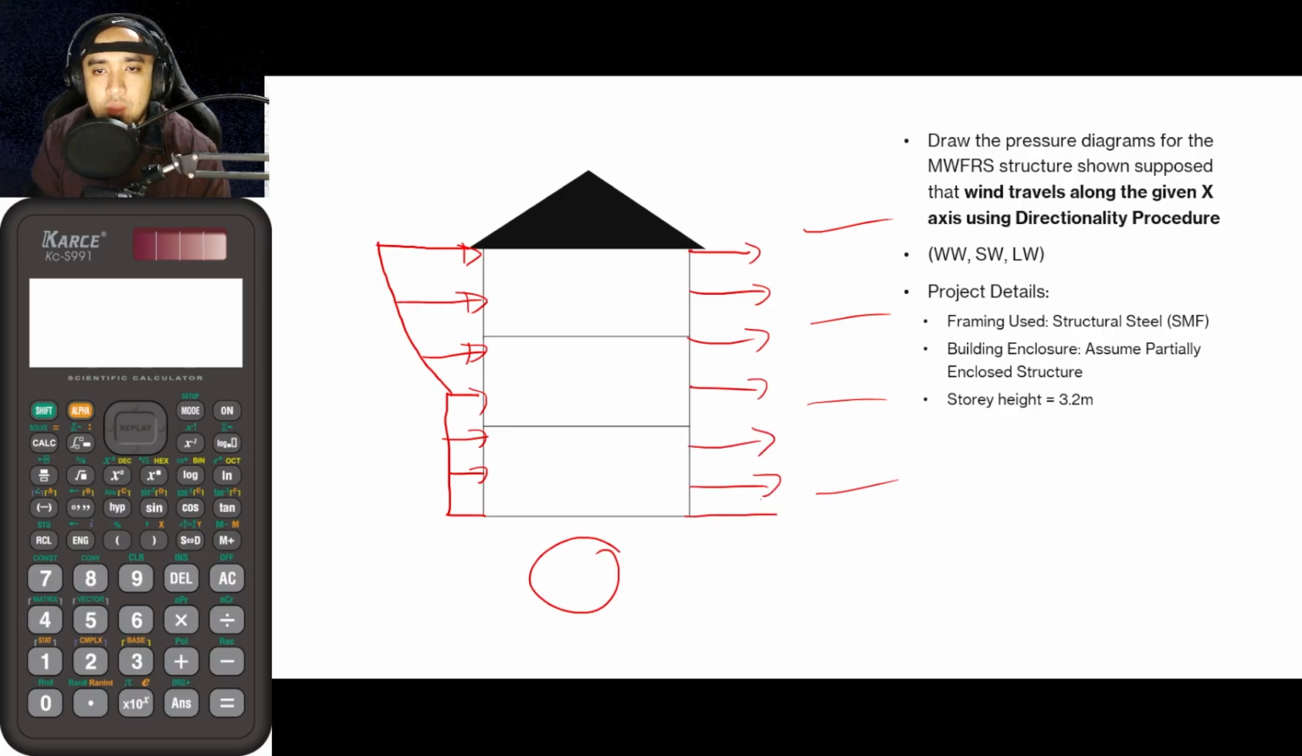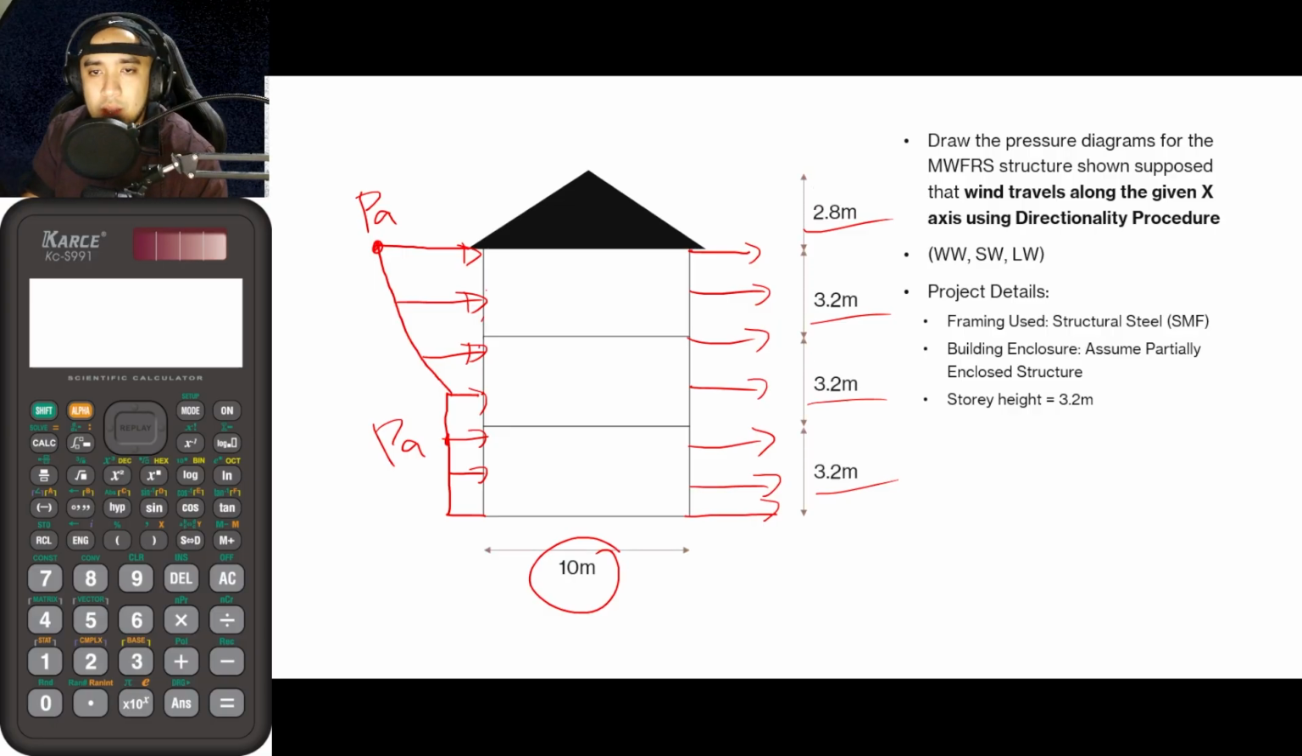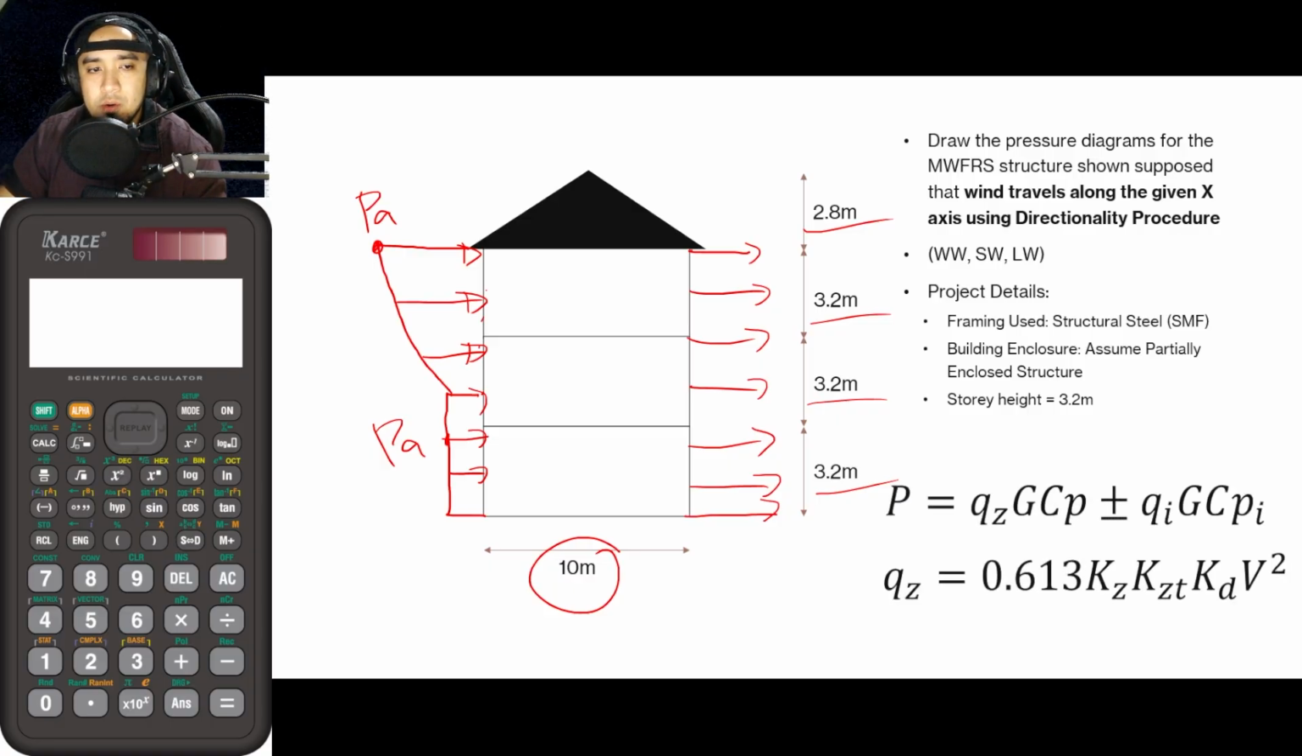So we would be drawing this, and in order for us to draw that, we should know the values that we will be inputting here. Okay, so we should know how many pascals at this point B, how many pascals at this point B. And in order for us to solve for them, by the way, let me just return these dimensions. Once again, the pressure could be solved using this equation, whereas pressure P is equal to QZ times G times CP plus minus QI times G times CPI.